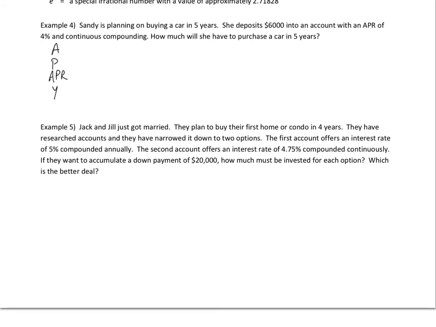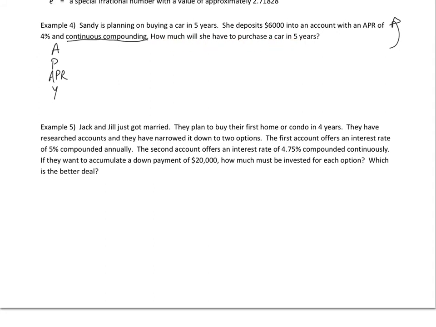I'm not going to write the E because the E doesn't change. It's always going to be 2.71828. So let's read. Sandy is planning on buying a car in 5 years. She deposits $6,000 into an account with an APR 4% and continuous compounding. Those are the words right there. These words tell you you will be using the E equation I just took off screen up there. How much will she have to purchase a car in 5 years?